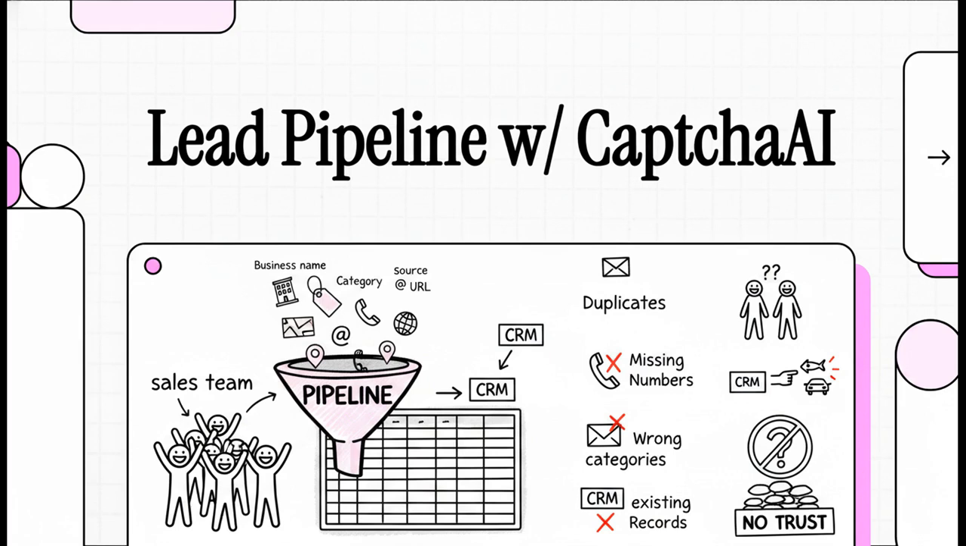You realize some businesses are listed twice. Phone numbers are just missing. Emails are bouncing back. You've got records in totally the wrong category, or worse, they were already sitting in your CRM to begin with. So yeah, the pipeline technically produced leads, but the business absolutely cannot trust them.